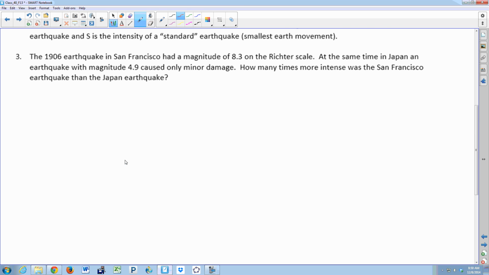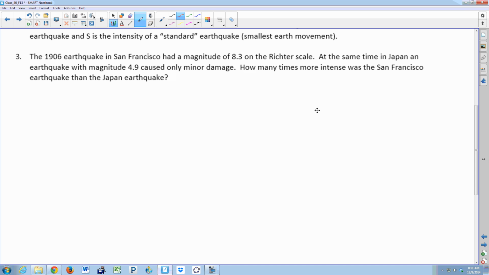Here are two earthquakes that happened long before any of us were born. The one in 1906 in San Francisco flattened the entire city and caused incredible fires and destruction. It had a magnitude of 8.3 on the Richter scale. A couple of years ago, there was an earthquake in Japan near a nuclear reactor. Remember that one? At the same time in Japan, an earthquake with magnitude 4.9 caused only minor damage. So you can imagine the earthquake wave emanating from San Francisco west toward Japan, but by the time it hit Japan, it only caused minor damage.